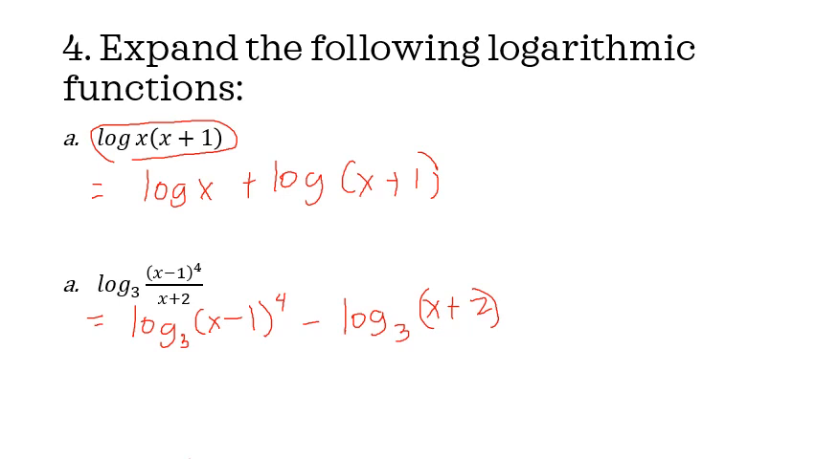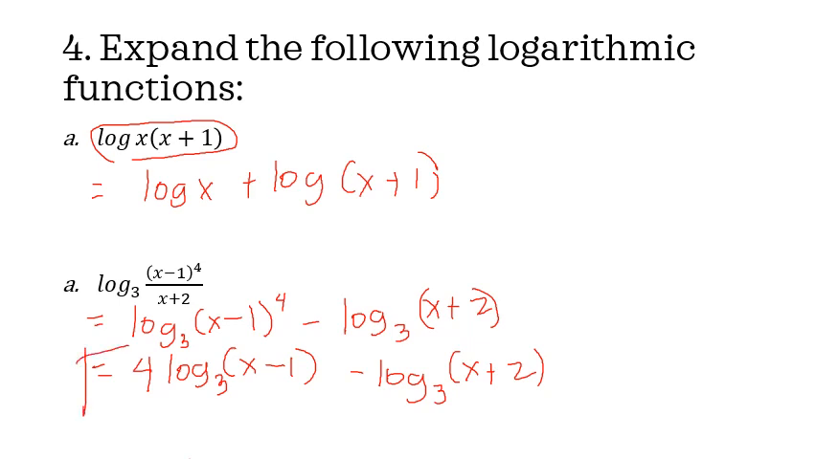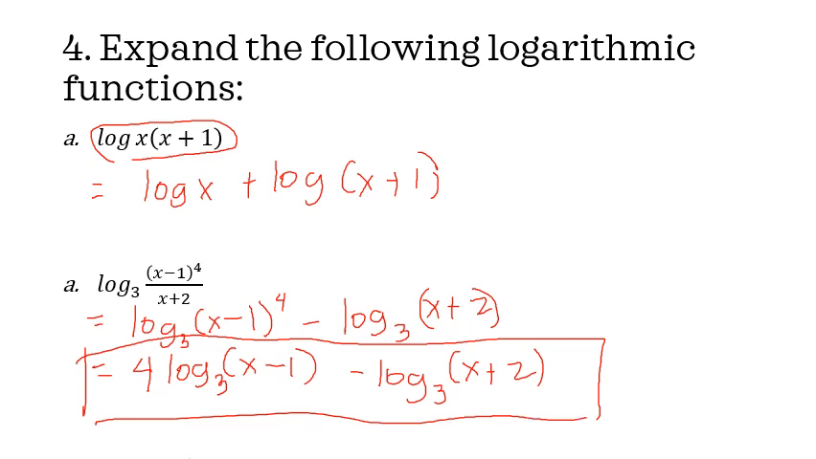So as you can see in the first term, it has an exponent. So according to the law, we could bring that down. So we have 4 log x minus 1 base 3 minus log x plus 2 base 3. So this is the final answer of your expansion for this logarithmic function. Now let's move on to the next one.